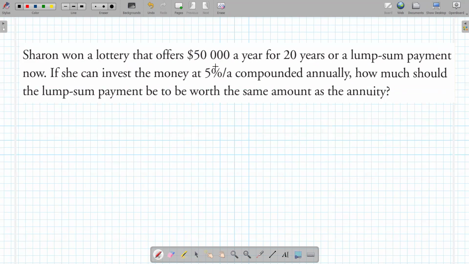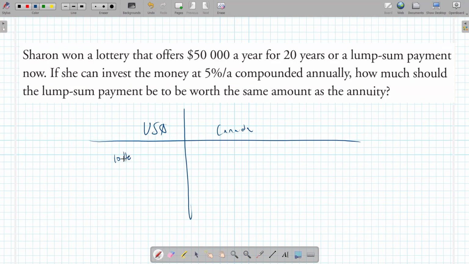She won a lottery. She won it. Oh, this is actually a real life question as well. So this applies to every lottery that you win. In the US, this is the difference. The lottery winnings are taxed.